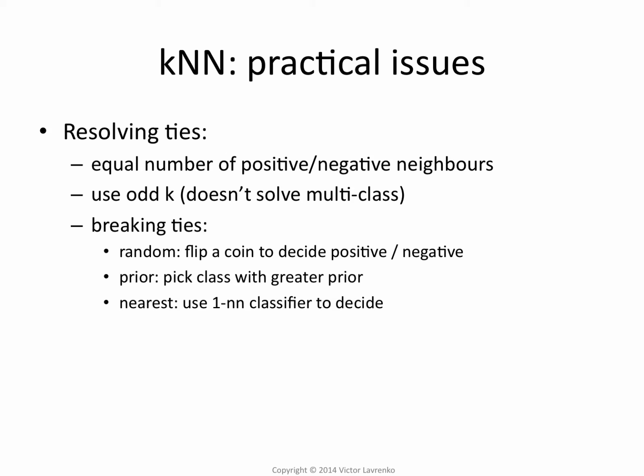And for breaking ties, there are several rules. You can either break it randomly, flip a coin, and then decide based on that. You could use the prior. So if the red and the blue are equally present among your 7 nearest neighbors or 16 nearest neighbors, then you look at which one of them has a higher prior, which is the most frequent class overall. Or you could use 1 nearest neighbor. That never has a tie.